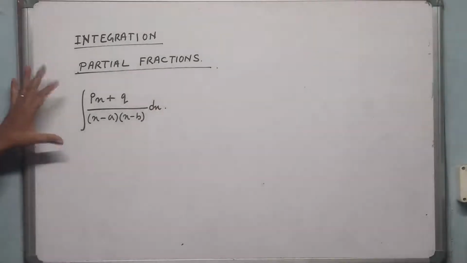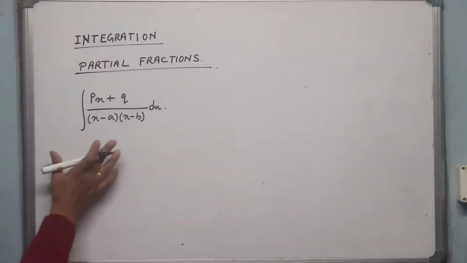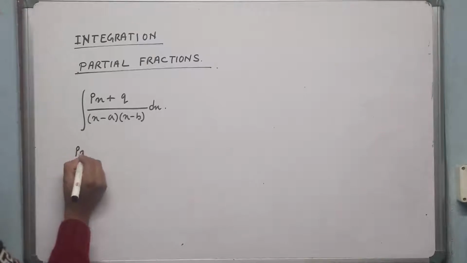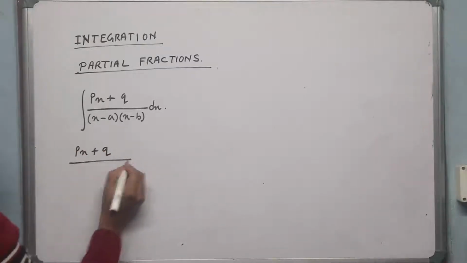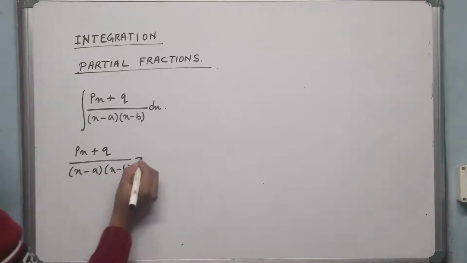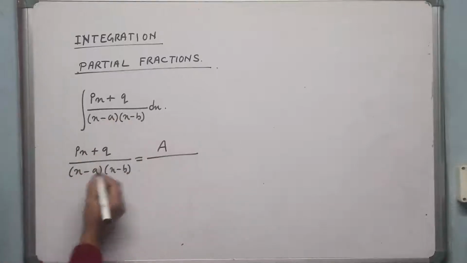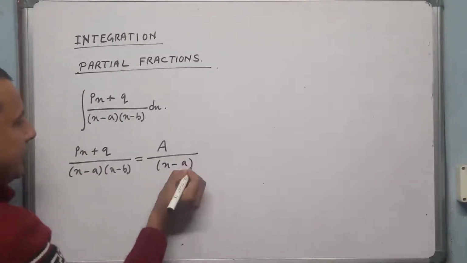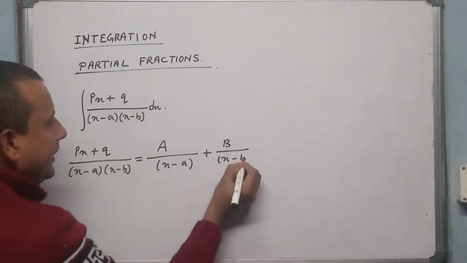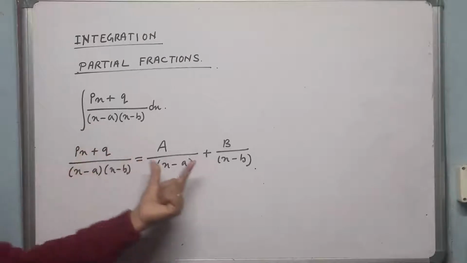This form of partial fraction is called linear over quadratic form. Now, how do we use partial fractions in the case of linear over quadratic form? First, you have to write the entire quantity as (x minus a)(x minus b), and this must equal one constant, A over the first linear factor plus B over the second linear factor. Partially, we'll write the given integral in this way.